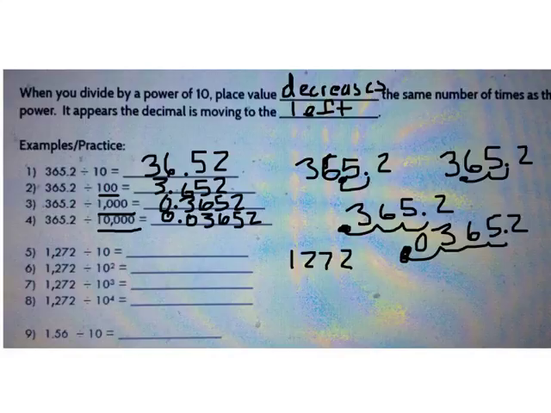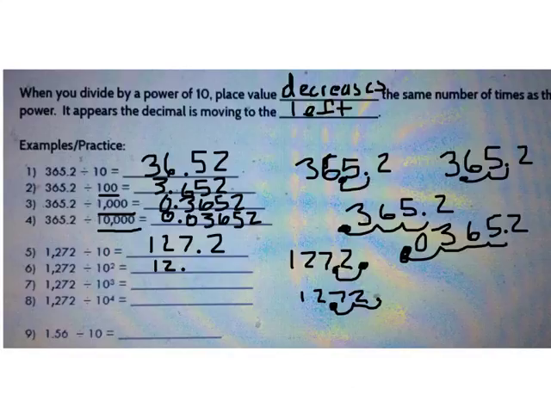1,272 divided by 10. Remember, the decimal starts just after the ones place. If I divide by 10, how many times is place value decreasing? It's decreasing one time. So the answer is 127 and 2/10. Now you try one. What's 1,272 divided by 10 to the second power? Well, it appears that place value is decreasing twice, once, twice. So the correct answer is 12 and 72 hundredths.